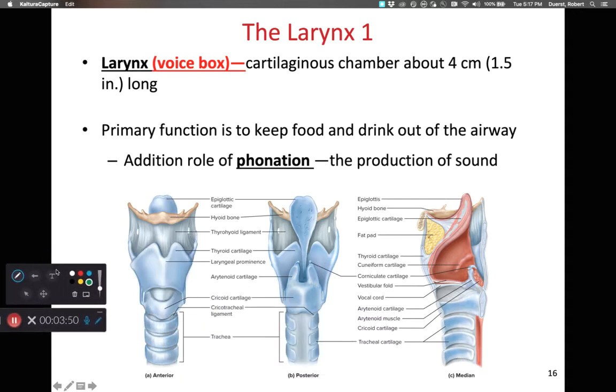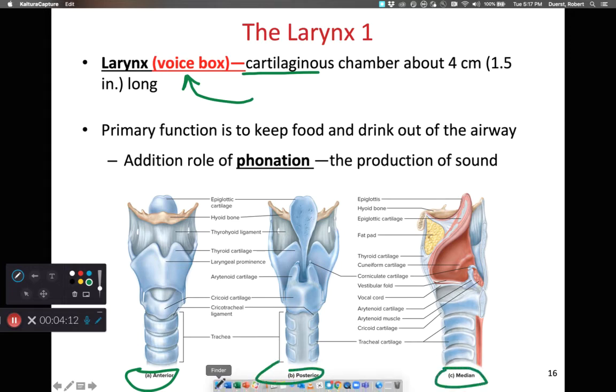Now, after the pharynx, or the back of the throat, we have the larynx. The larynx is commonly referred to as the voice box in common English. This larynx is primarily made of cartilage. It's a chamber or a container, you could think of, outlined in cartilage. It's shown here. We have an anterior, posterior, and mid-sagittal view for your learning pleasure. So let's look at this anterior view.